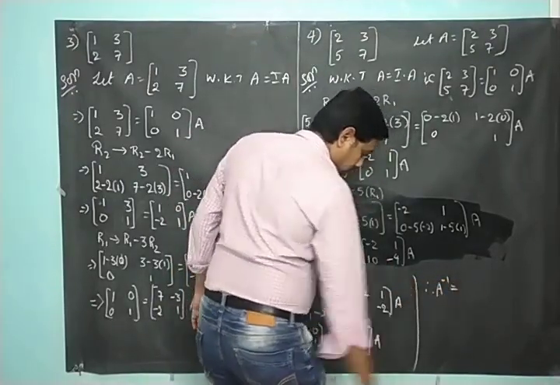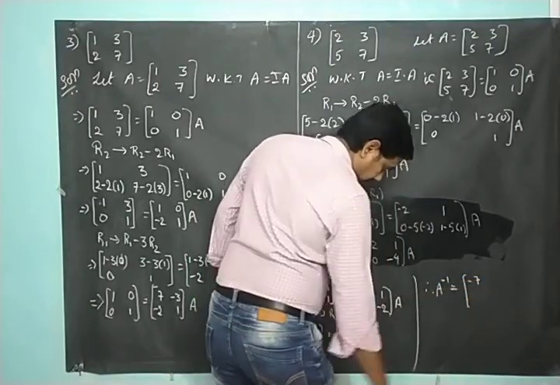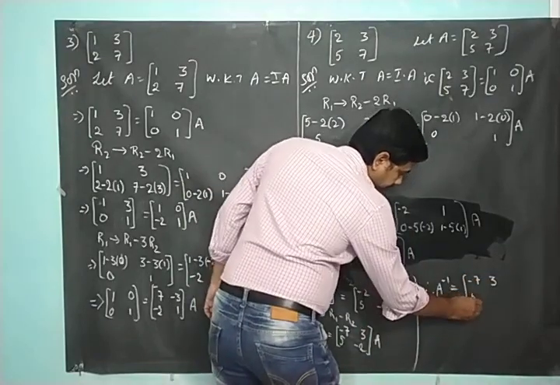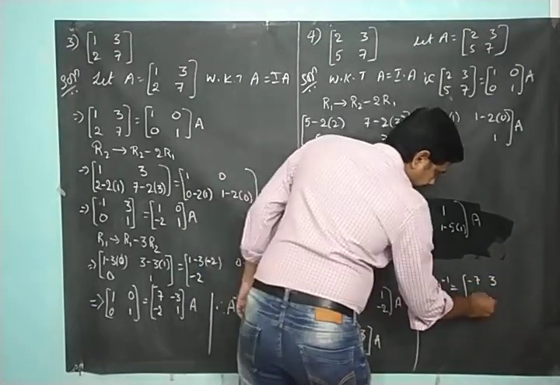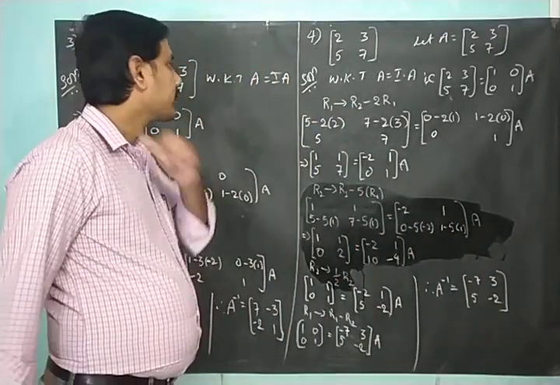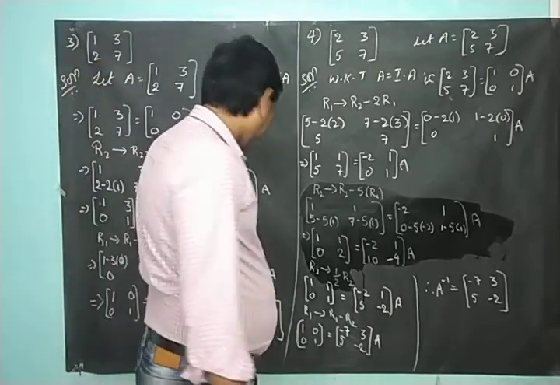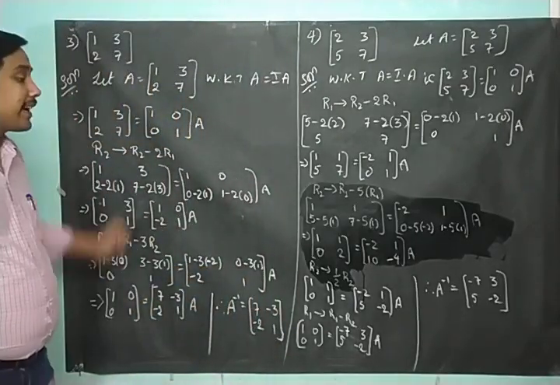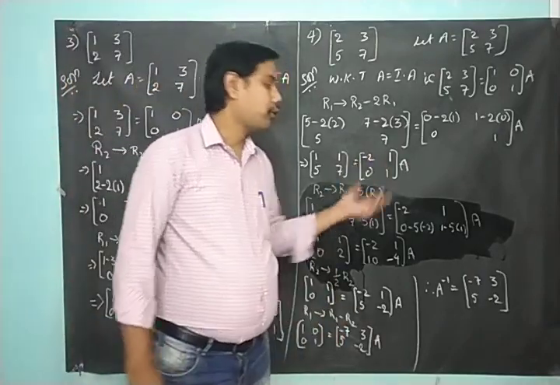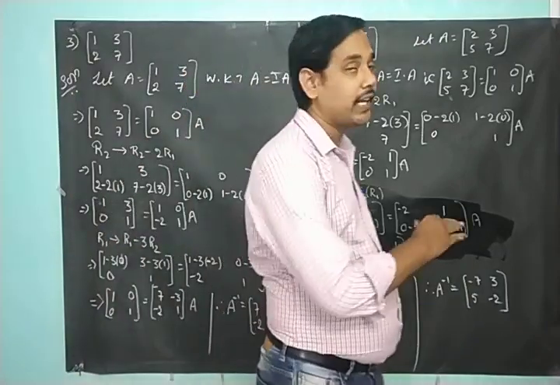Therefore, A inverse is equal to minus 7, 3, 5, minus 2. Minus 7, 3, 5 and minus 2. Okay. So for both problems you can verify A into A inverse. Definitely you will get it as A. Right. So for your purpose you can verify it. Now pause this video and take the notes down.